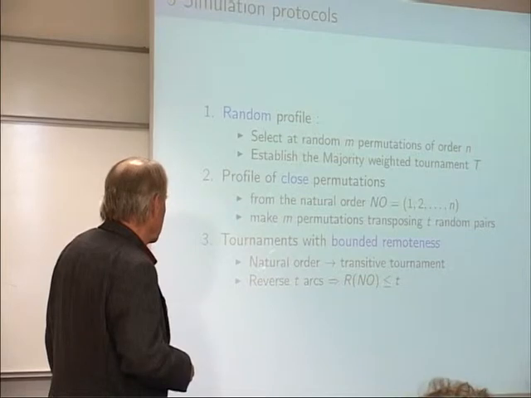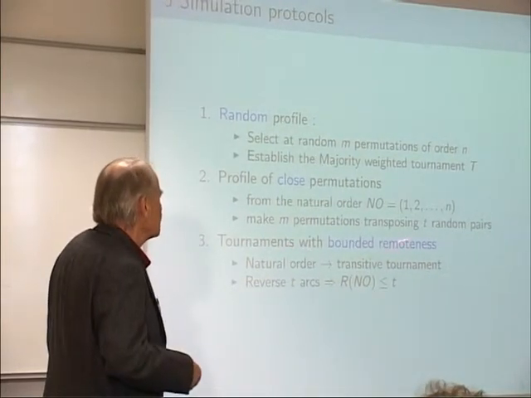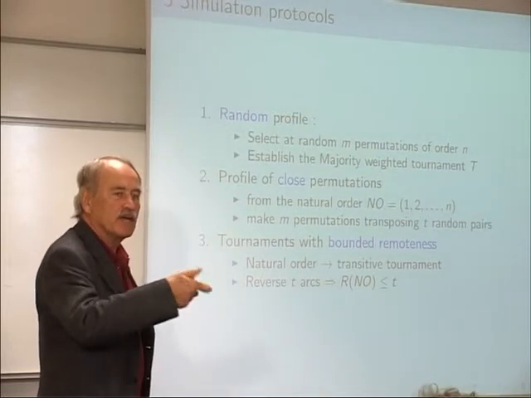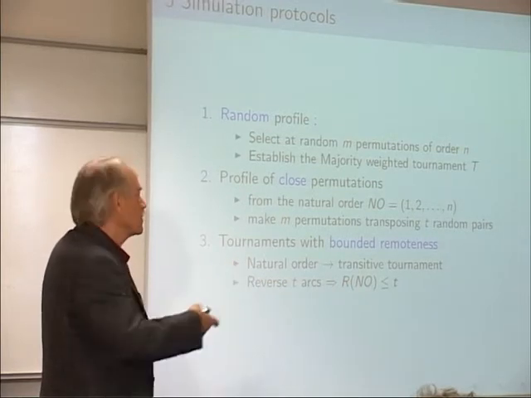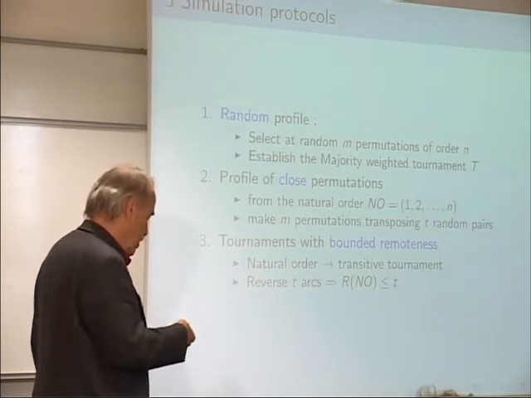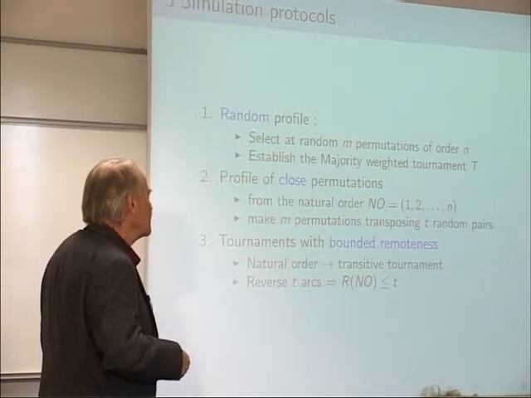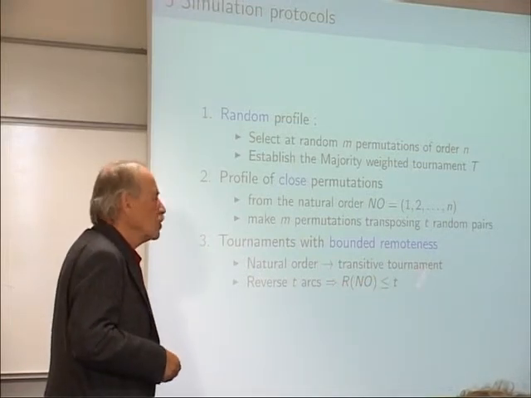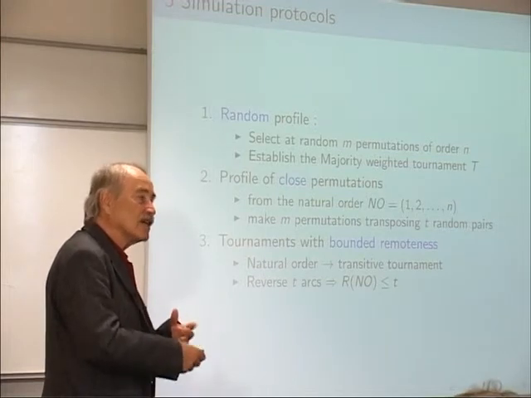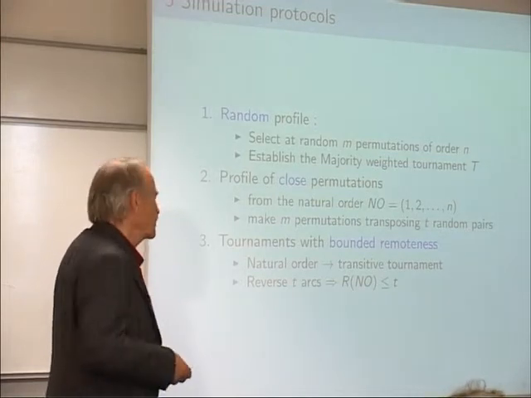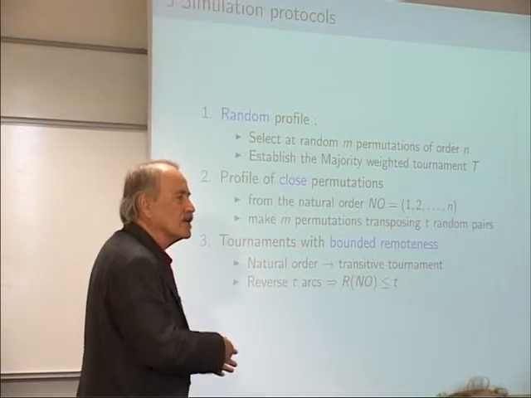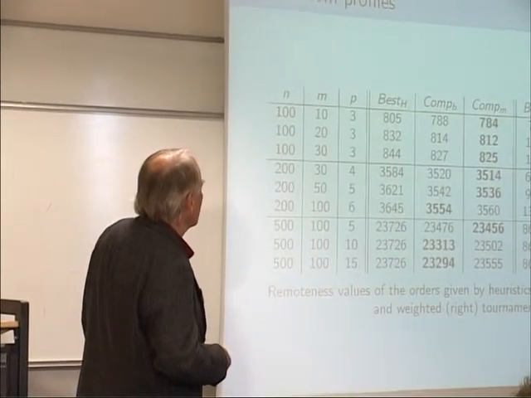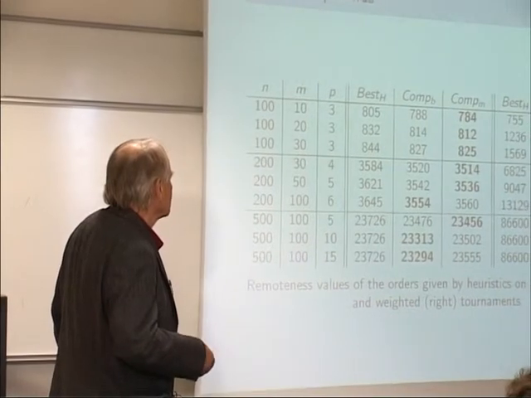And the third test is with a tournament with bounded remoteness, because with the natural order I have a transitive tournament, I exchange pairs symmetrically around the diagonal, and so I reverse arcs, and so making T reversed arcs, I'm sure that the natural order is at a remoteness lower or equal to T. I can do better, to come back to an order, not necessarily the natural order. And so that is the results.